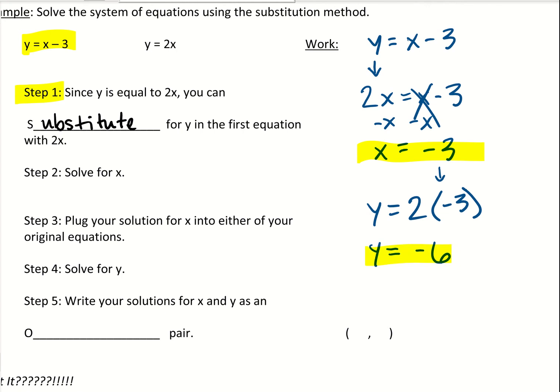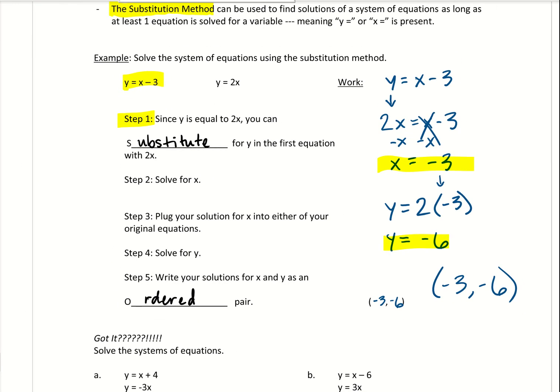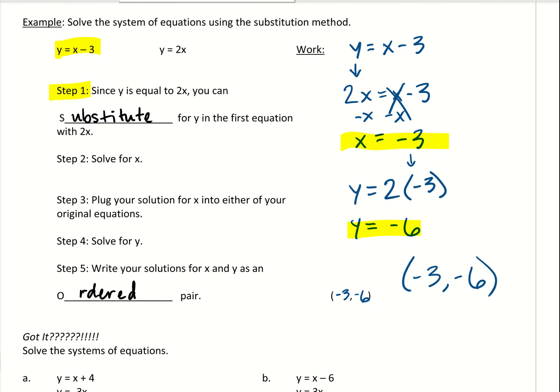Our last step, step 5, is to write your solutions for x and y as an ordered pair. That's just going to be negative 3 and negative 6. That's our ordered pair. I know that's pretty small, so I'll rewrite it here as well, in case you needed to see that too. That is how we solve a system of equations using the substitution method.